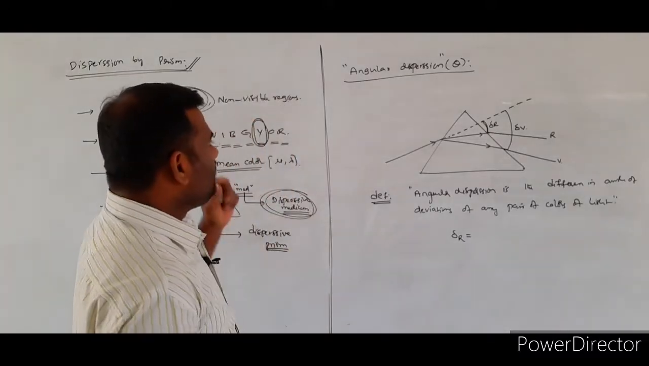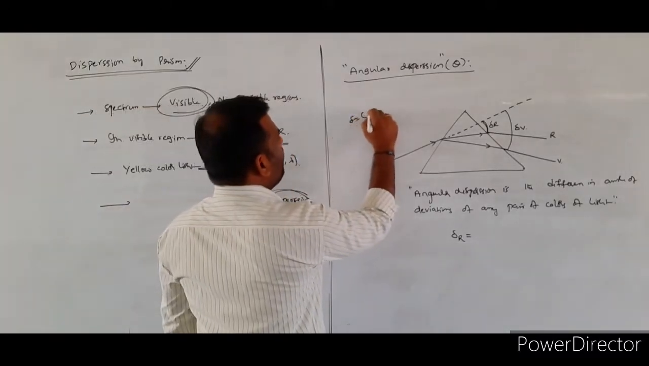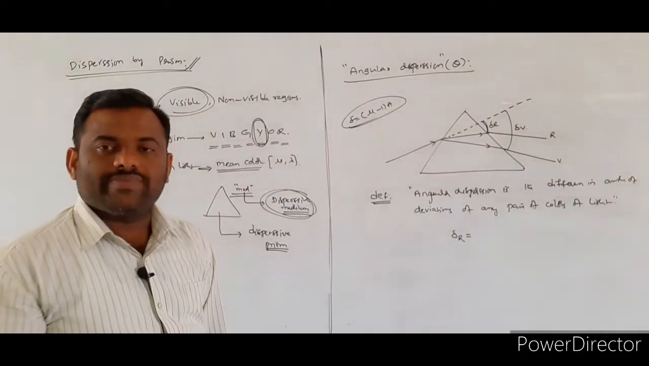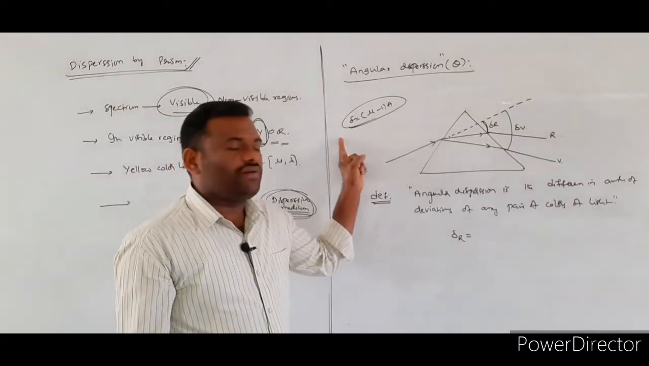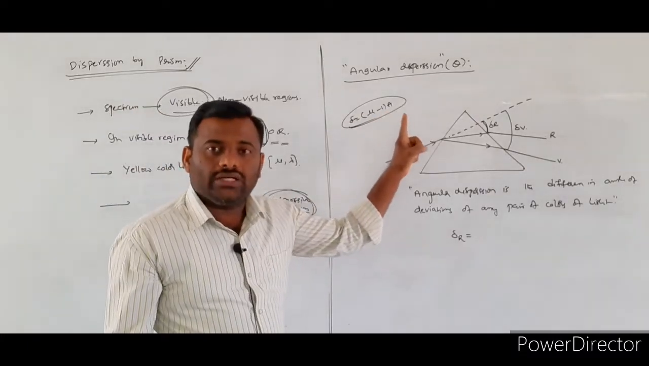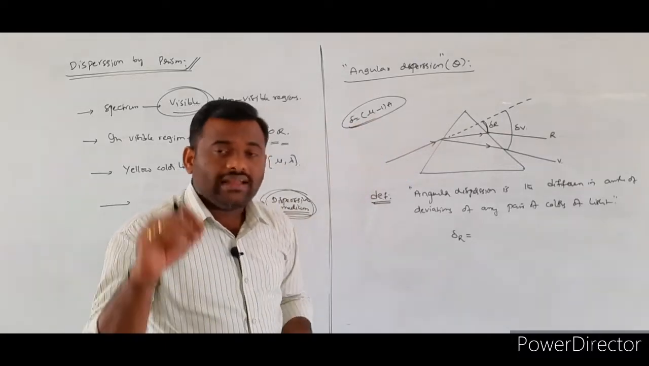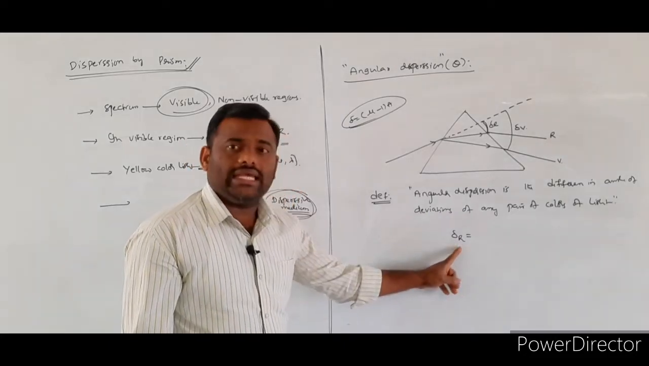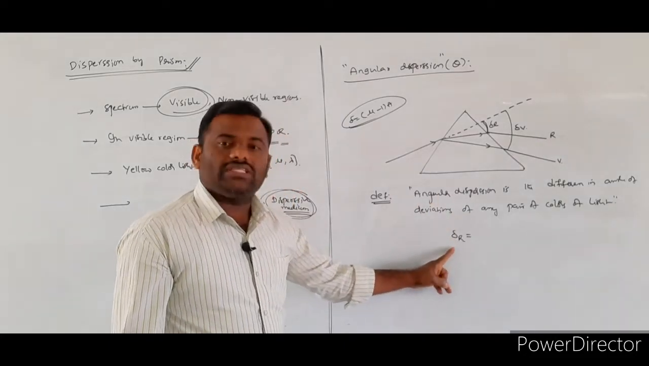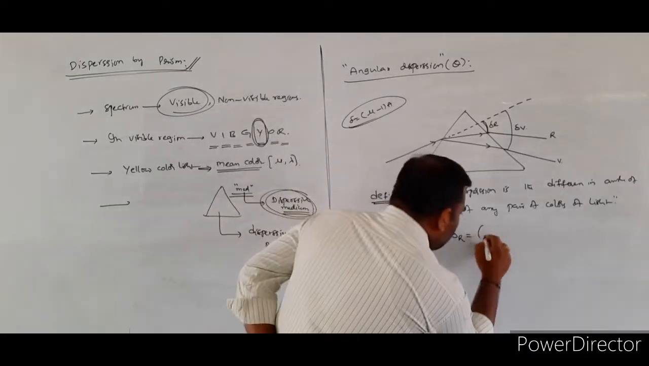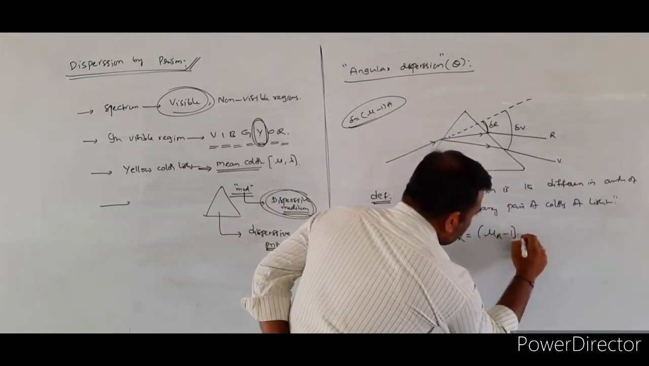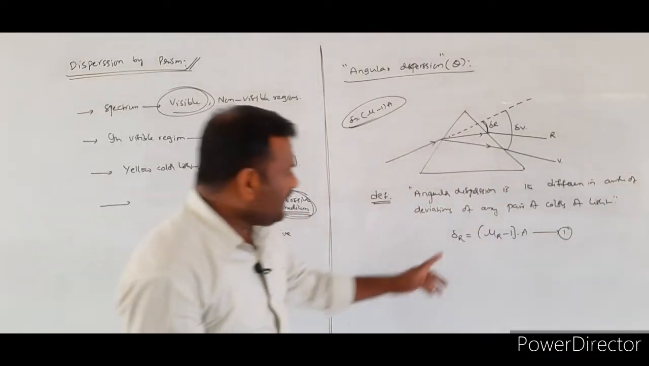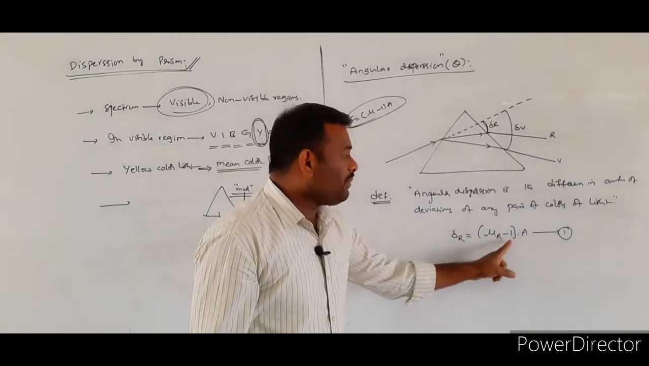Already we wrote the general formula for the angle of deviation. What is the angle of deviation for a small angled prism? Delta is equal to mu minus 1 into A, where mu is the refractive index for the given color of the light. Which color have we taken here? Red color. So the angle of deviation for the red color is delta r is equal to mu r minus 1 into A.